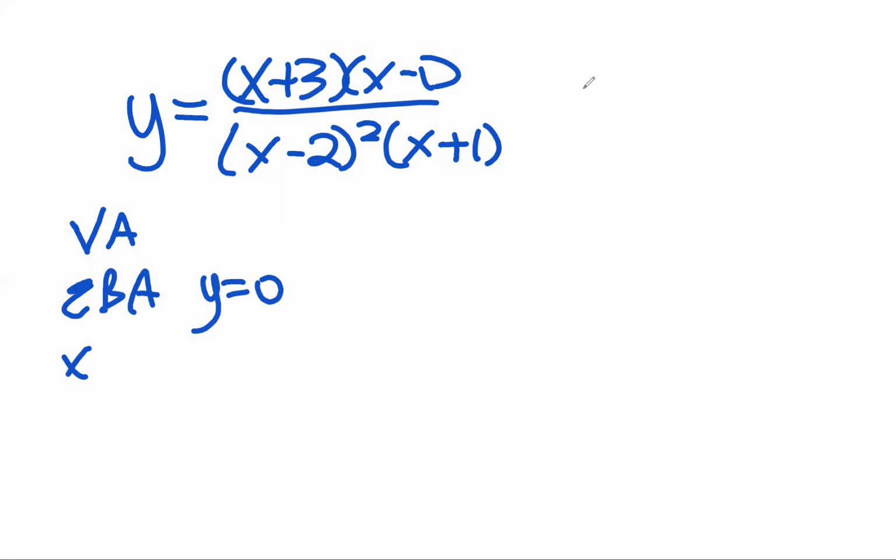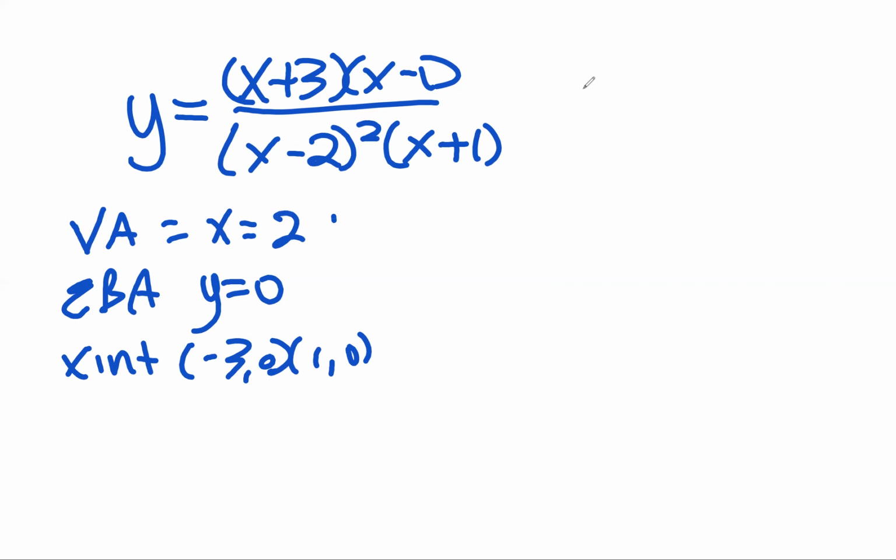The x-intercepts this time, there are 2 of them, at (-3, 0) and at (1, 0). And then the vertical asymptotes are going to be at x is equal to 2 and x is equal to -1. The y-intercept, you're going to fill in, so -3 over 4.